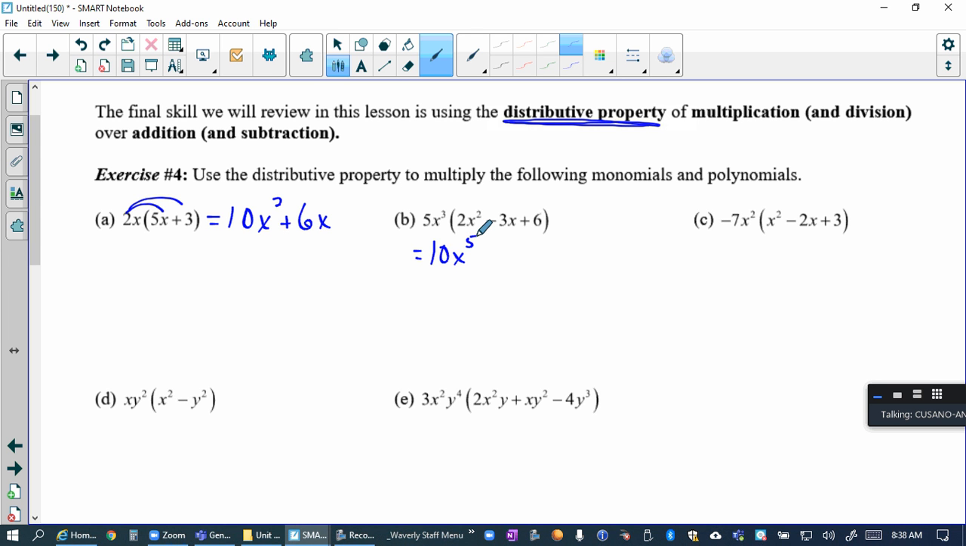That is minus 15x to the 4th, plus 3x to the 3rd. And there you go. There are no like terms here, so that's as reduced as we can get. Let's do part C.